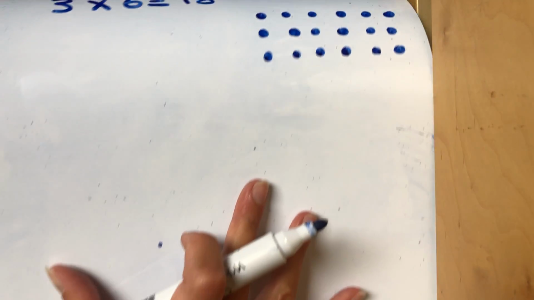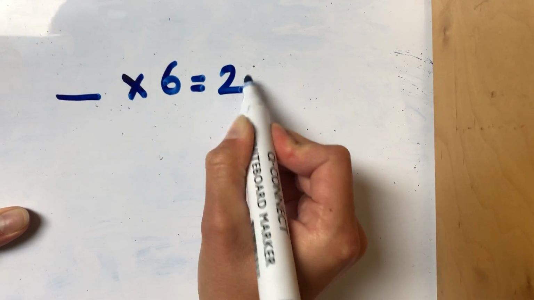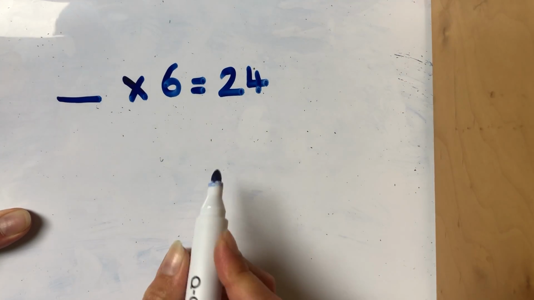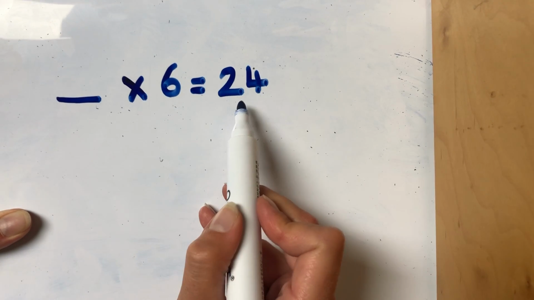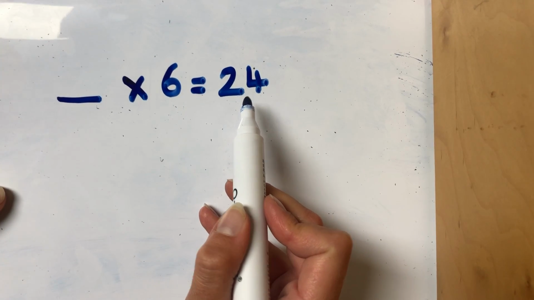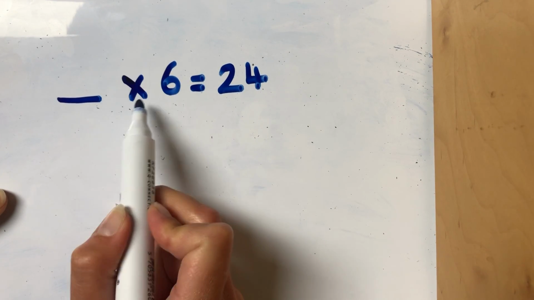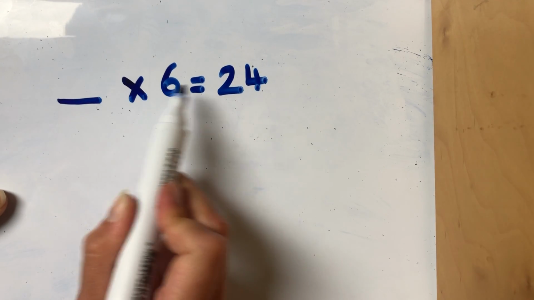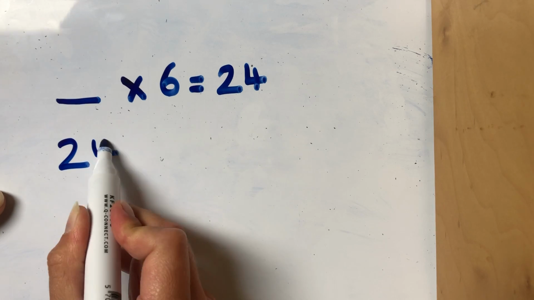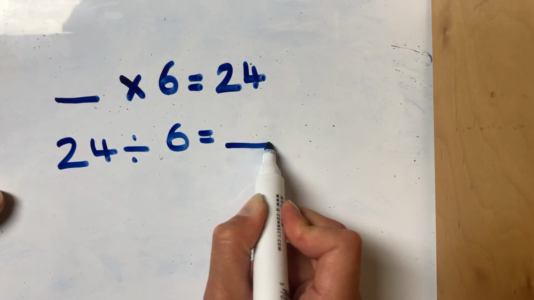And we'll try a different one now. Something times by 6 equals 24. Now this time I need to find this missing number because I have the answer here. What I can do is work backwards. I know that the inverse operation of multiplication is division. So if something times by 6 is 24, then 24 divided by 6 will give us this number here.